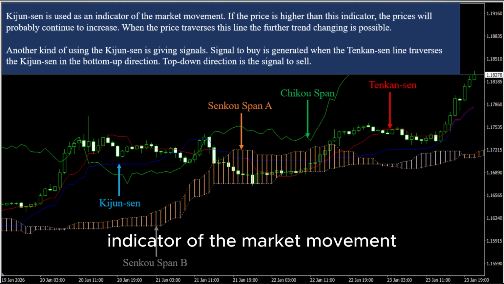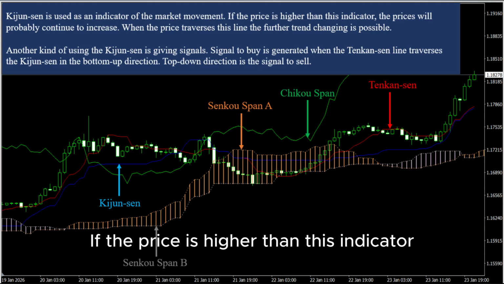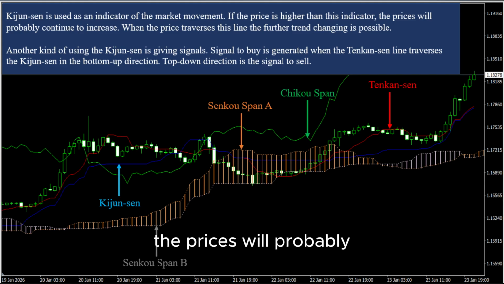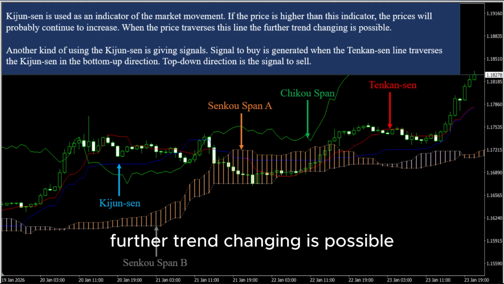Kijun-sen is used as an indicator of the market movement. If the price is higher than this indicator, the prices will probably continue to increase. When the price traverses this line, the further trend changing is possible.